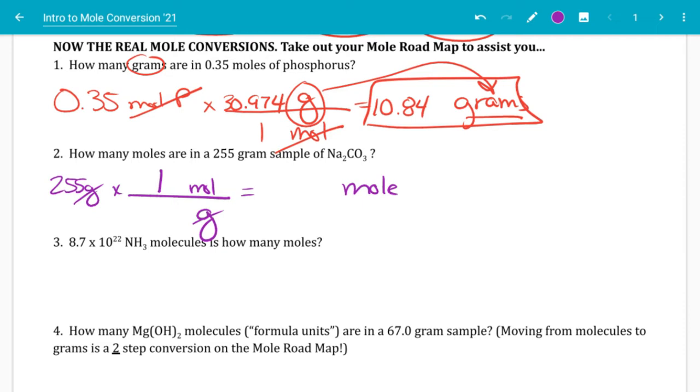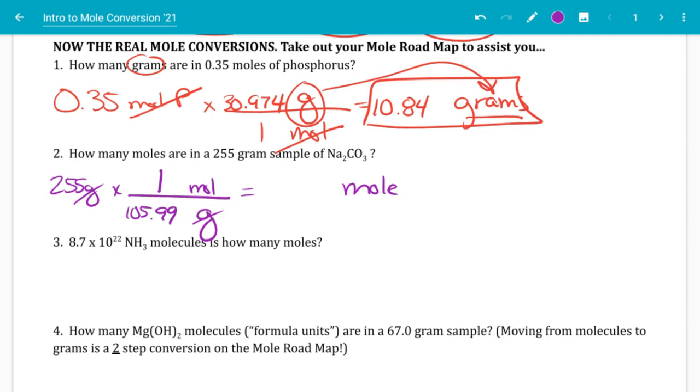And to save myself time on this video, I added up everything previously so that I would know what numbers to write here. So for the Na2CO3, I added 2 sodiums, 1 carbon, and 3 oxygens, and I got a mass of 105.99. I think I wrote that down right. So for every 105.99 grams, there is 1 mole of sodium bicarbonate.